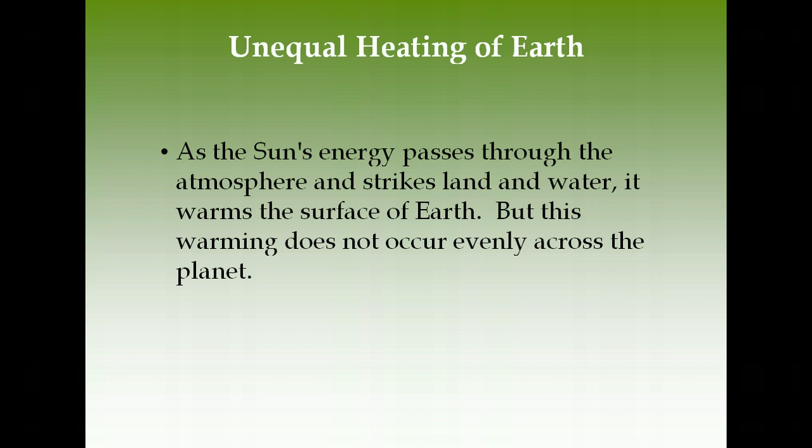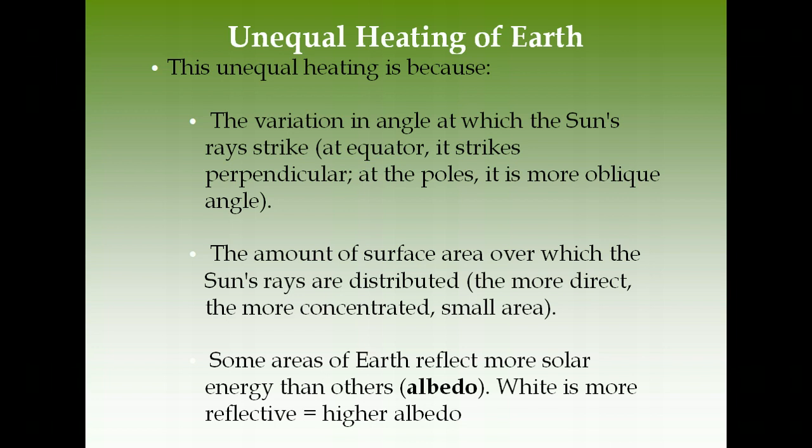As the sun's energy passes through the atmosphere and strikes land and water, it warms the surface of the Earth. But this warming does not occur evenly across the planet. Well, why is that? There are three reasons for unequal heating of the Earth. The first is that the angle at which the sun's rays strike is different depending on where it's hitting.